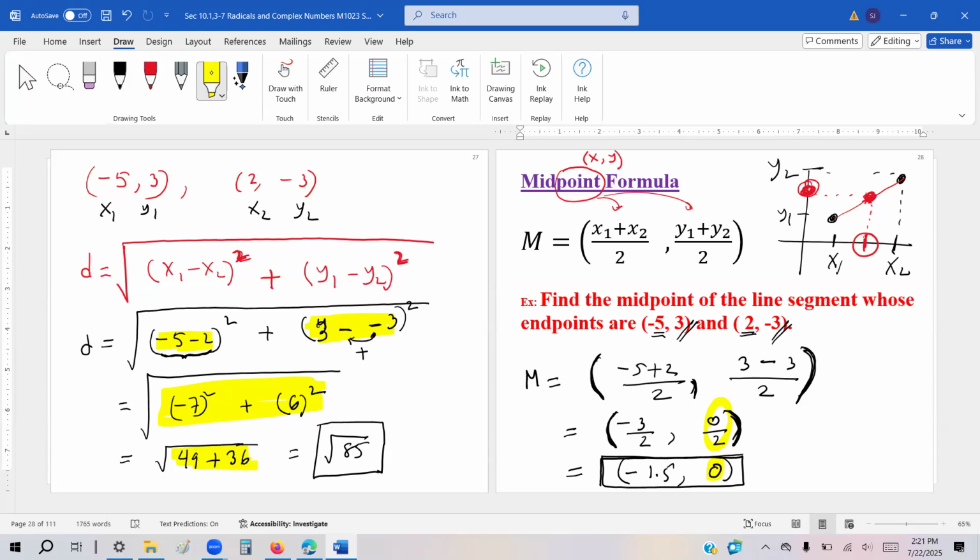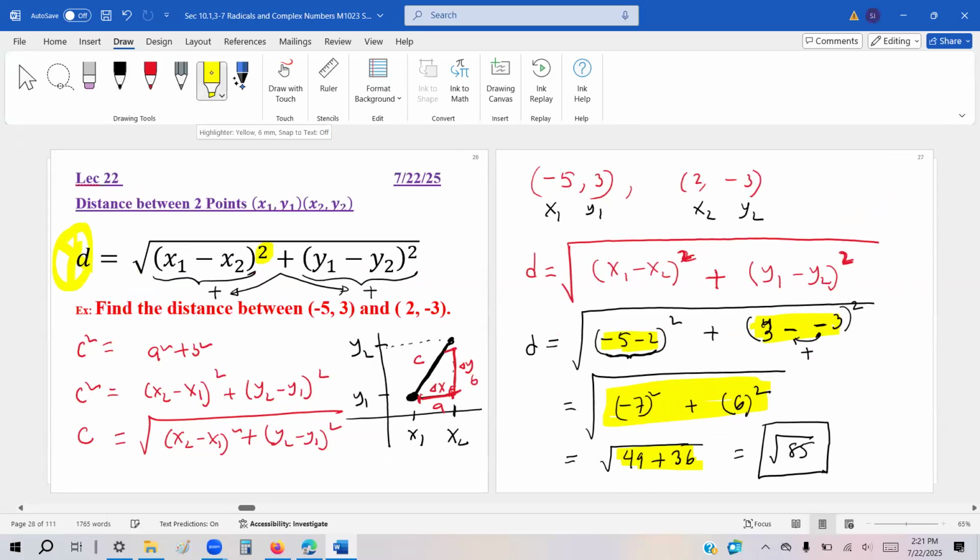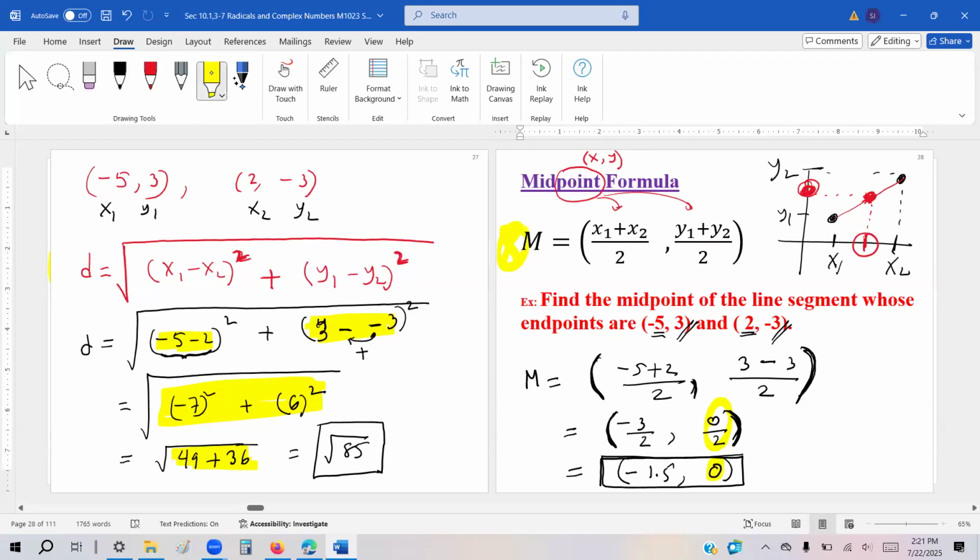No, you have to memorize the equation. So memorize this. Memorize this. 2 points, 1 point for the distance formula, 1 point for the midpoint formula. And then 1 or 2 points for finding the distance between 2 points, and 1 or 2 points for finding the midpoint of 2 points. So let's say 1 point and 2 points, 3 points each here.